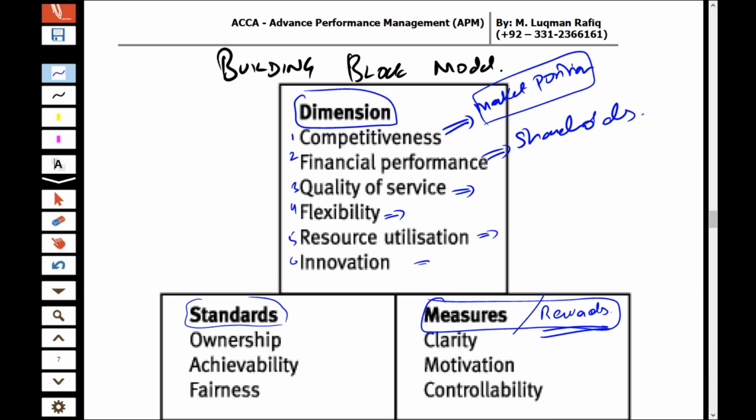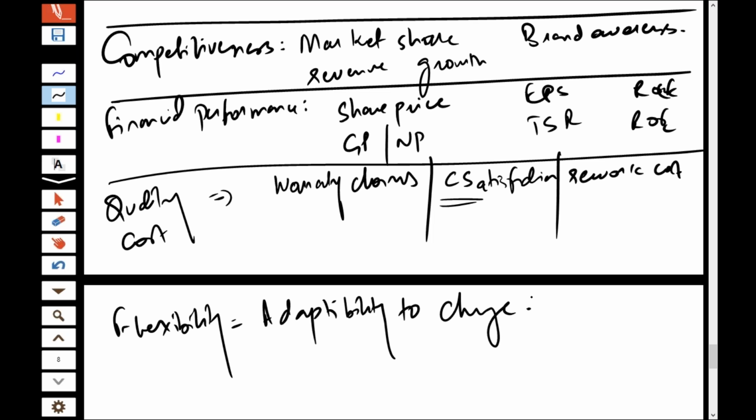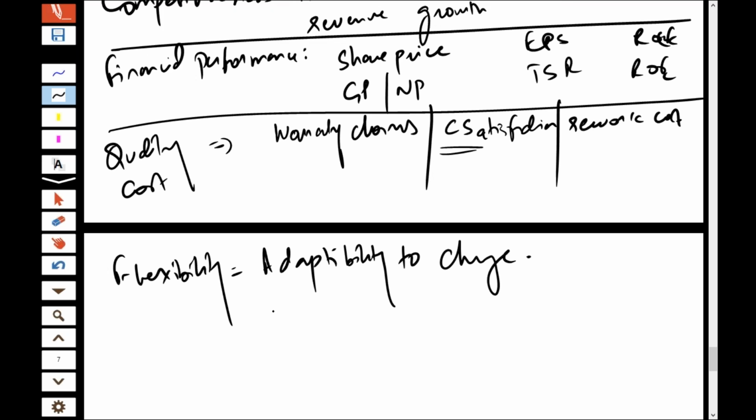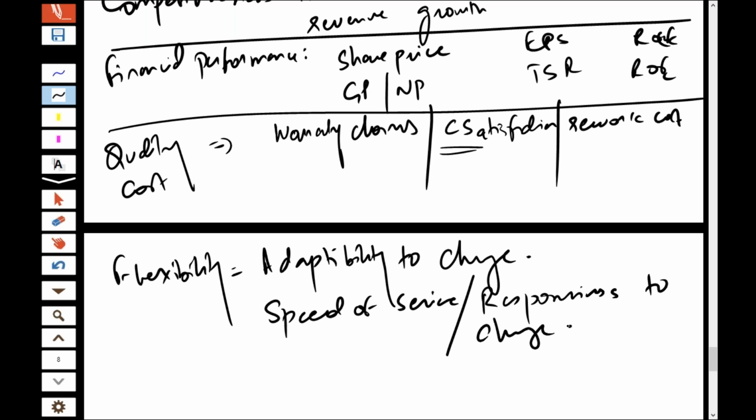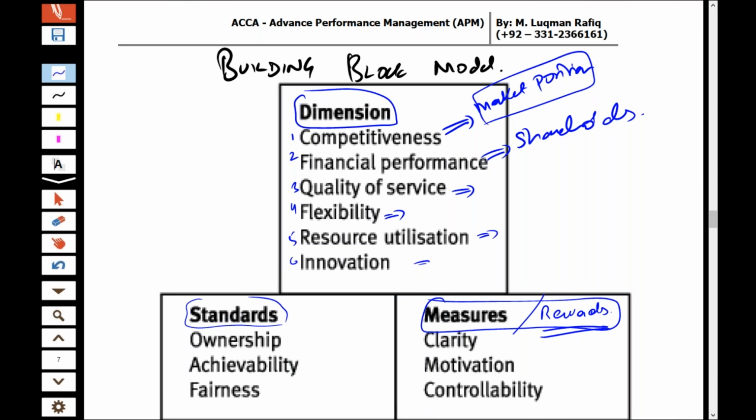Now what next is there? The next thing is flexibility. When we talk about flexibility, it is majorly your adaptability to change. Flexibility could be measured using the speed of service, and using the responsiveness to change. These are generally going to be the indicators of your flexibility.